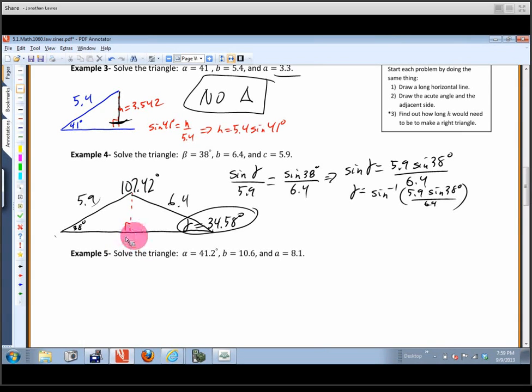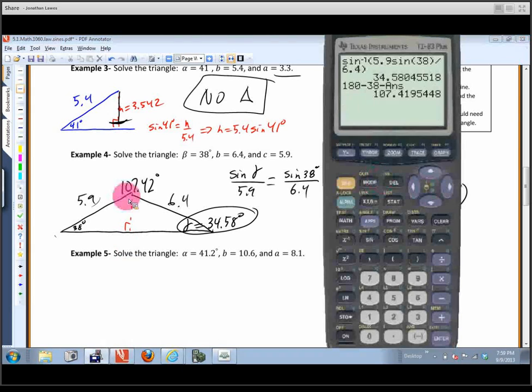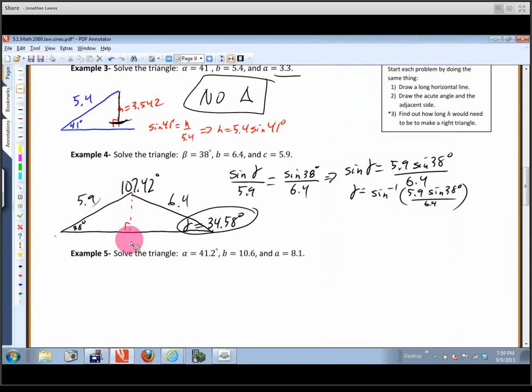Now, again, we'll run into this a lot with this textbook. It likes to round. I'm going to keep that exact answer in the calculator. We're going to use it as 107.42, but we'll make our calculations with this. So the only side that I'm missing here is A. So I'm going to have A on the top, sine of 107.42.